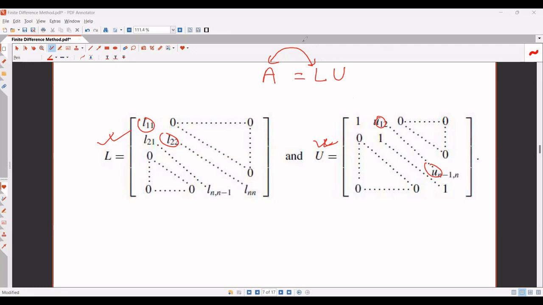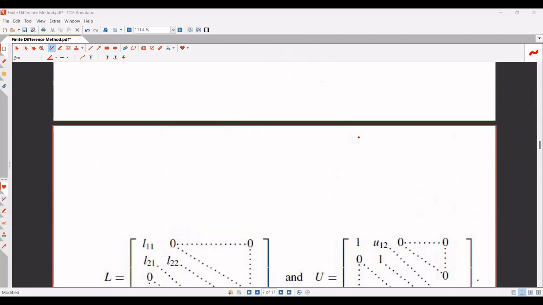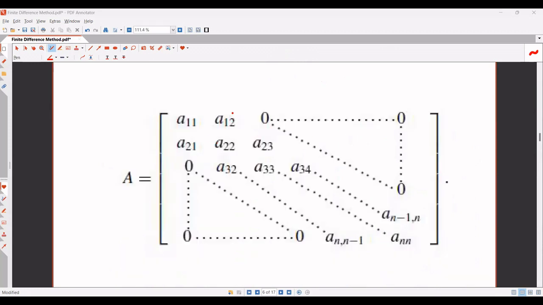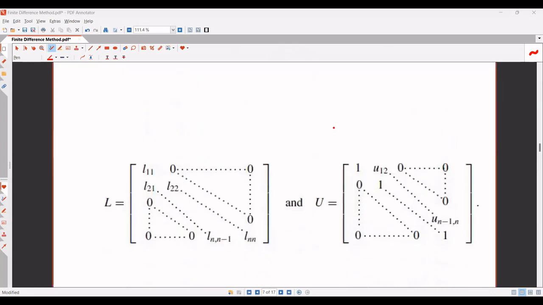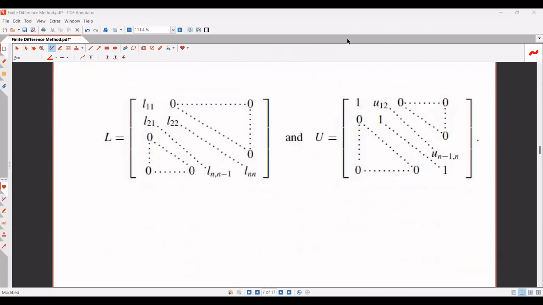But in our case, the LU factorization method becomes a much easier version of itself, because outside of these three diagonals, all the entries are zero in the A matrix. That is why even the L and U matrices look very simple. There are additional zeros here and here, making our life even further easier, right?